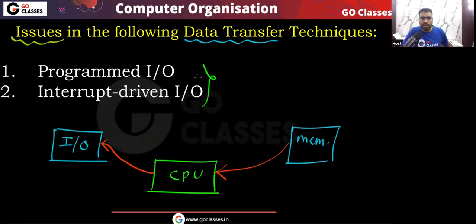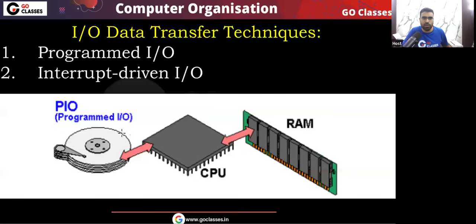But remember one thing, in both of them, once the data is ready for transfer in the IO interface, then actual data transfer is done through the CPU. In both the techniques, the data transfer will happen through the CPU. The data will go via CPU. This is the point. I hope this point is clear. So you can see in both these techniques, whether you take PIO or whether you take interrupt driven IO.